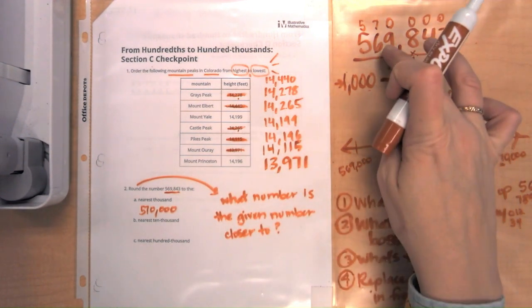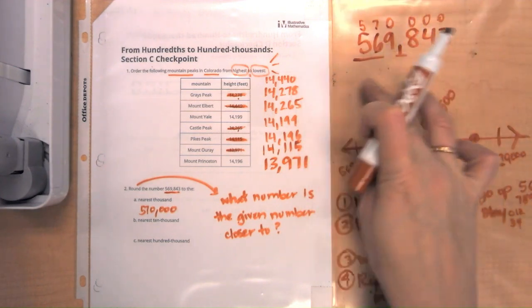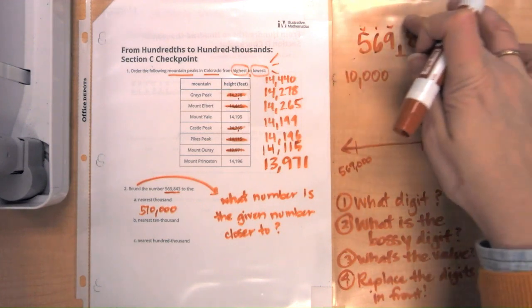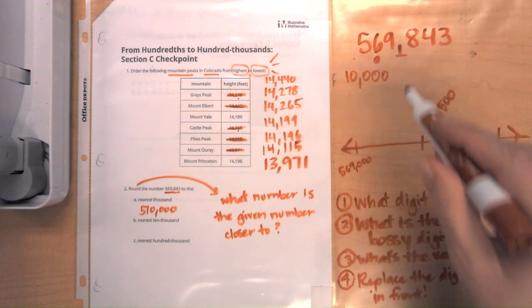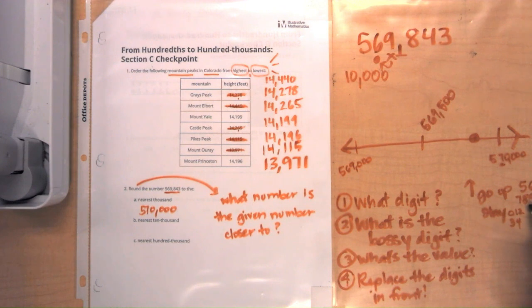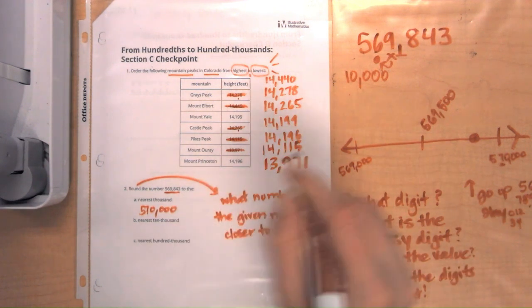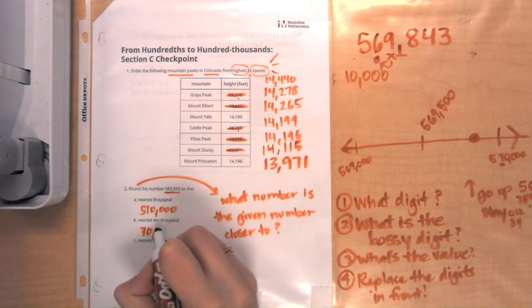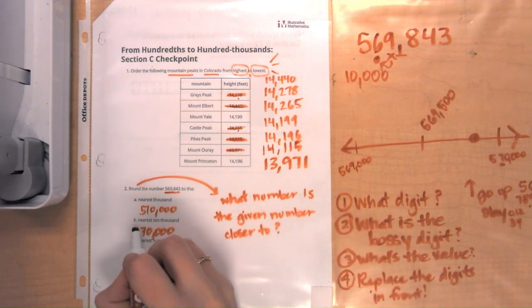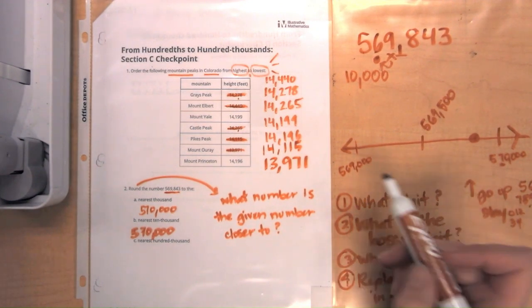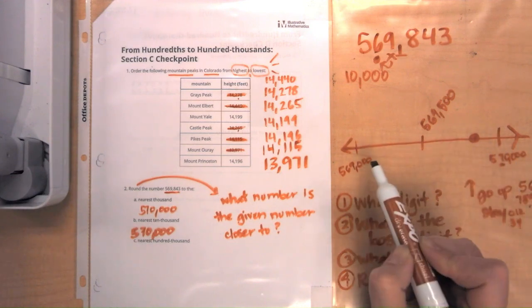So let's look at this number for rounding to the nearest 10,000. Let's round this number to the nearest 10,000. What is the digit in question? The 6. What is the bossy digit? The 9. The 9 tells the 6 to do what? Go up. The 6 becomes, what's the value of the 6? If it goes up, the value of the 6 is now 70,000. And then we have to replace the digits in front. So we have 570,000 for that. Look at the place they tell you. What multiple would the number be closest to? That's what we're talking about with these number lines.